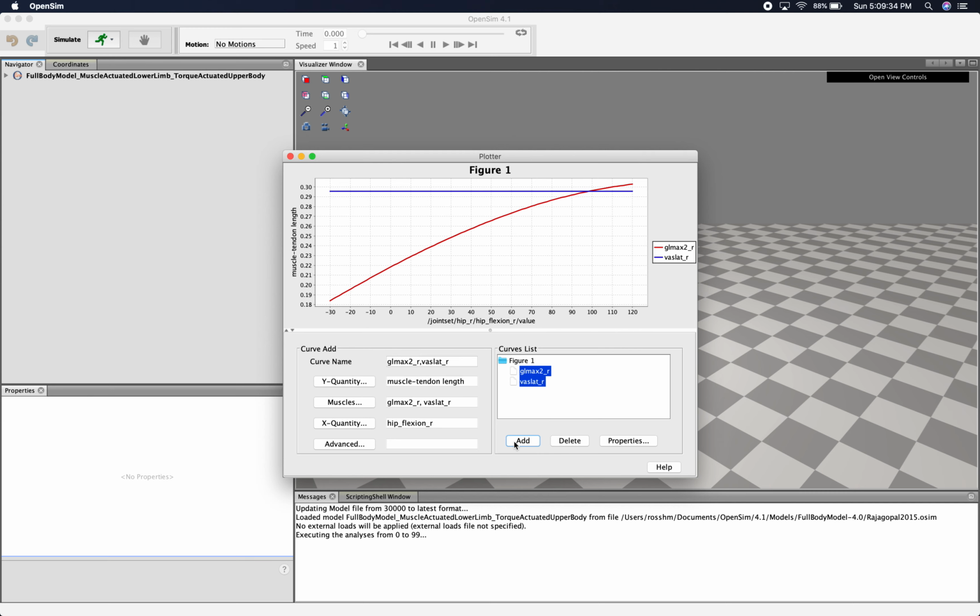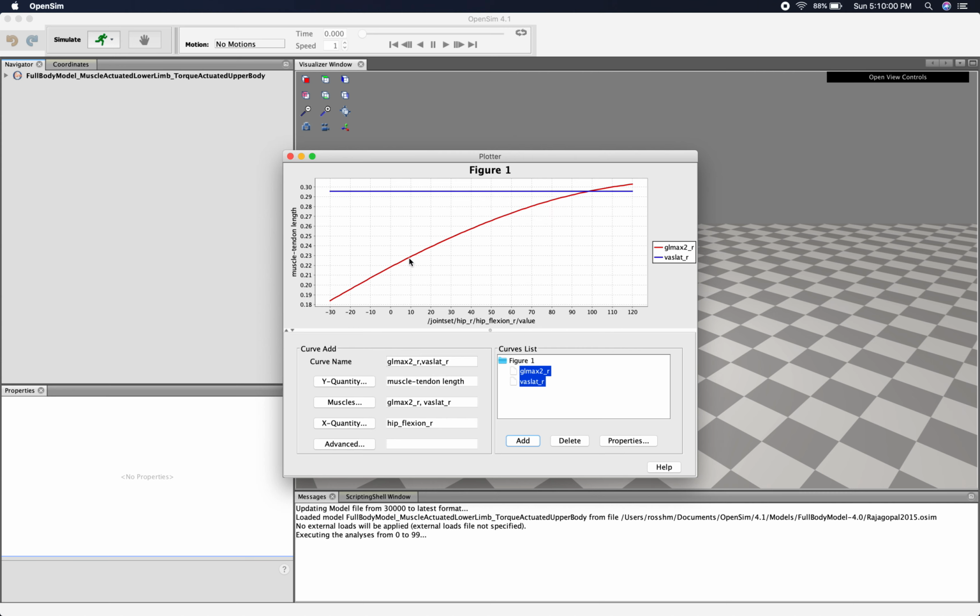Here I got two curves on one graph. The blue one is the length of the knee muscle, the vasti muscle, as a function of hip flexion. And the red one is the length of the glutei muscle as a function of hip flexion. The blue one's flat, meaning the vasti length does not change with hip flexion, and that's what we would expect. The vasti doesn't cross the hip joint, so its length shouldn't depend on hip angle.